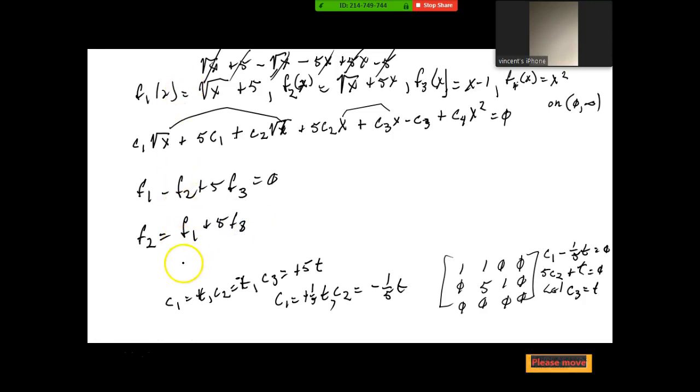Let's take our F1, root 5 plus 5, and then we'll add to that 5x minus 5, 5 times F3. And what do you get there? The 5 and minus 5 goes away, and your F2 is indeed root 5 plus 5x. Yep. F2 can be written as a linear combination of F1 and F3. 1 and 5.